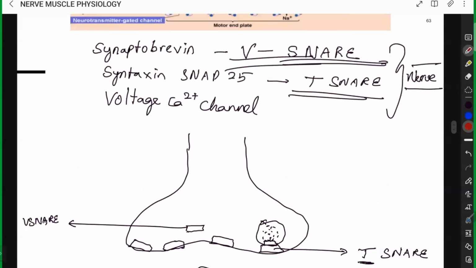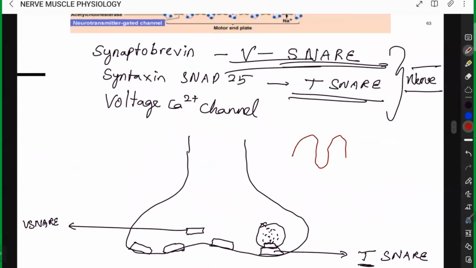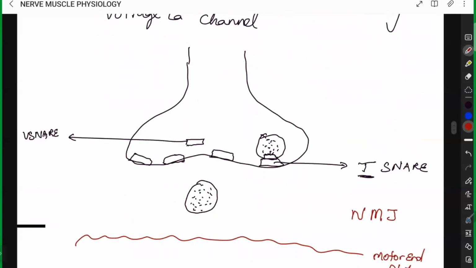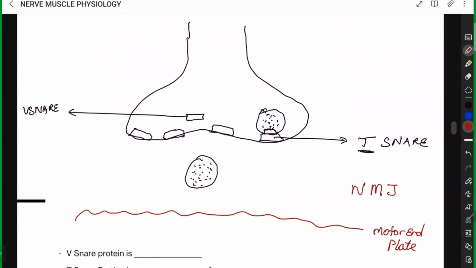Remember, this is going to be a T tubule. At the end of the T tubule, you will be having the motor end plate, isn't it, guys? Which we saw earlier. So this place is called your neuromuscular junction. Now acetylcholine has come out. What happens to the acetylcholine which has come out?